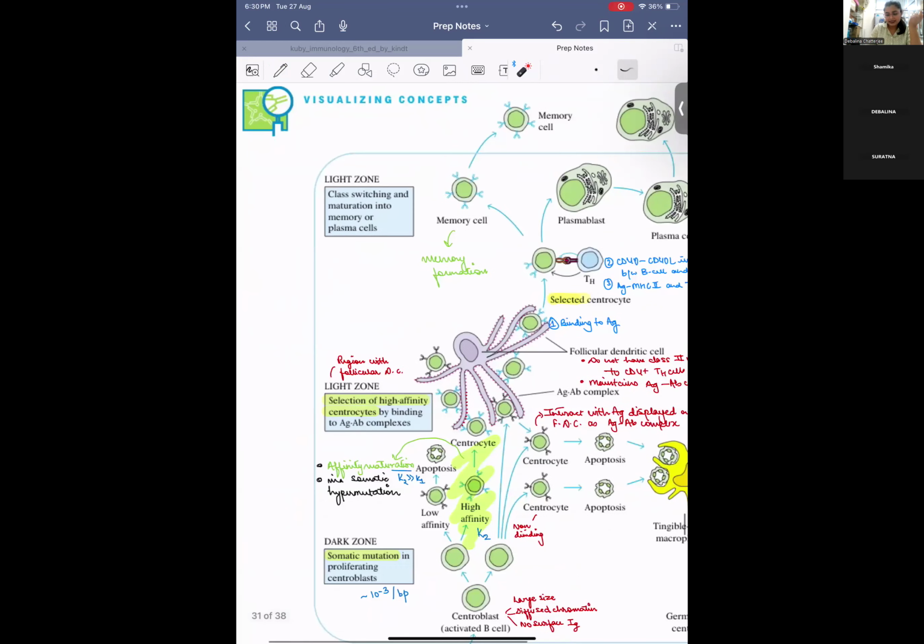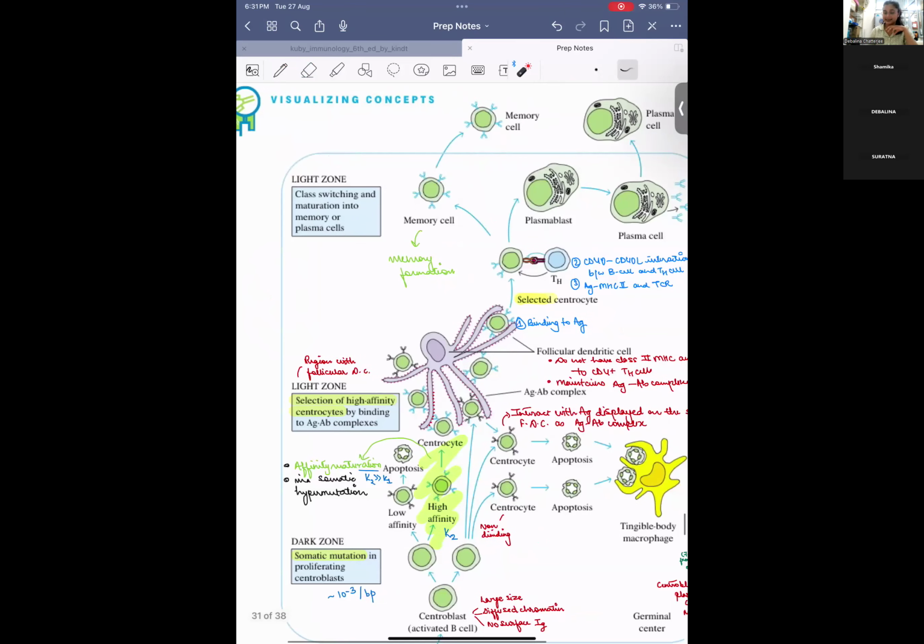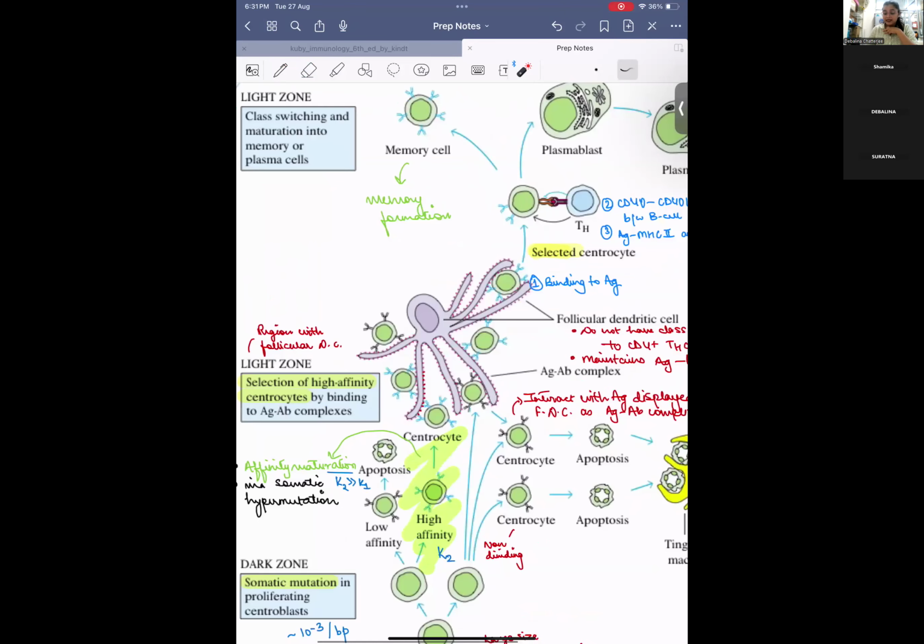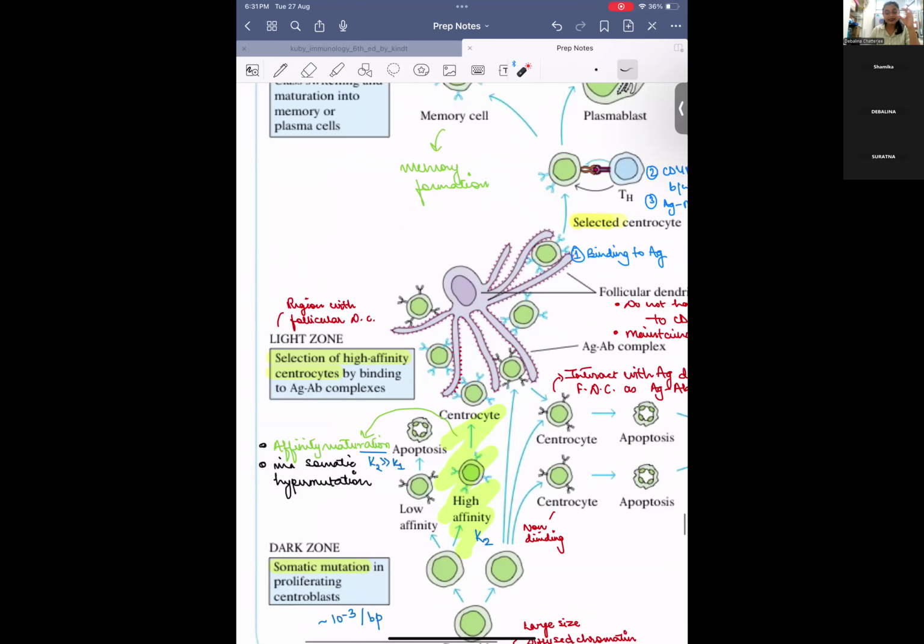So let's just say that this is the entire secondary follicle. The innermost core region is the dark zone. More towards the peripheral region is the light zone. And from the light zone, the cells now come out of the follicle and get a chance to drain into the efferent lymphatic vessel, right? So this light zone is the area where we have our follicular dendritic cells stationed. They select for these high affinity centrocytes.